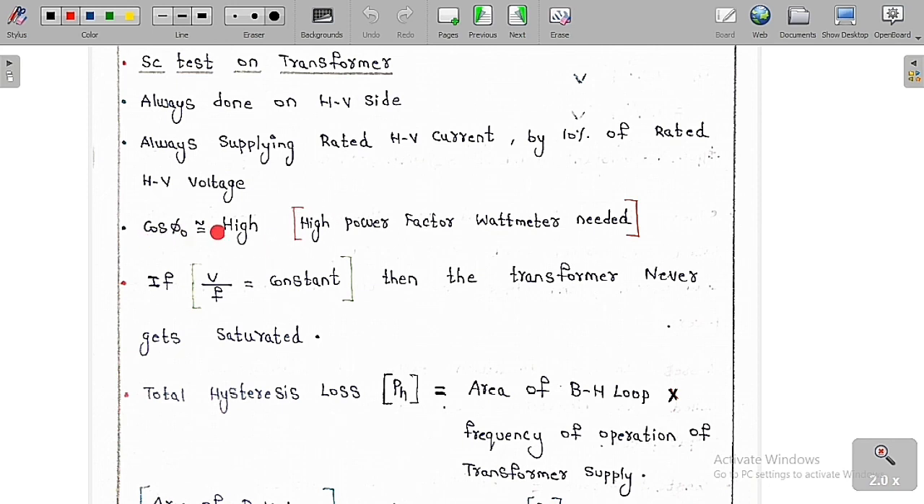Therefore the power factor is very high. If you want to measure that large amount of power, we have to use a high power factor wattmeter to measure the power consumed by the transformer during this short circuit test.